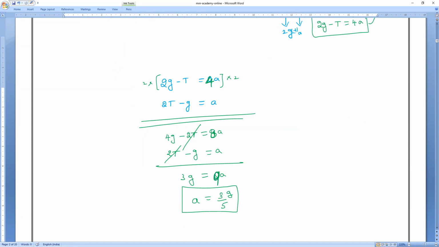So what is the answer? 3 by 9. 3 by 9G. Okay. So now, what will happen? Acceleration here, 3 by 9 means we can cancel. 3 ones are 3, 3 threes are 9. So A is equal to how much, everybody? A is equal to G by 3.